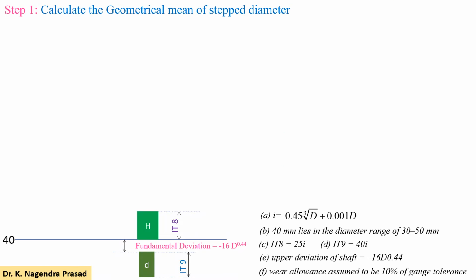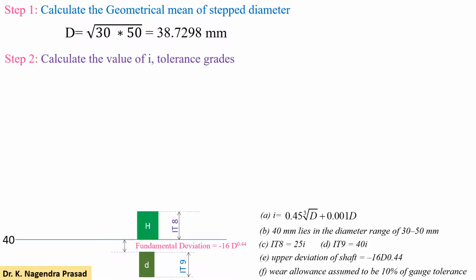Next, we have to determine the geometrical mean of the step diameter. In the data, the basic size is 40 mm, and this 40 mm lies in the diameter range of 30 to 50 mm. So we have to determine the geometrical mean of these step diameters, which means capital D equals the root of D minimum times D maximum. In the step range, 30 is D minimum and 50 is D maximum. So capital D equals the root of 30 times 50, which is equal to 38.7298 mm.